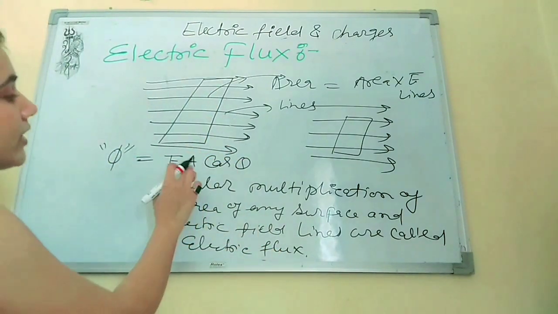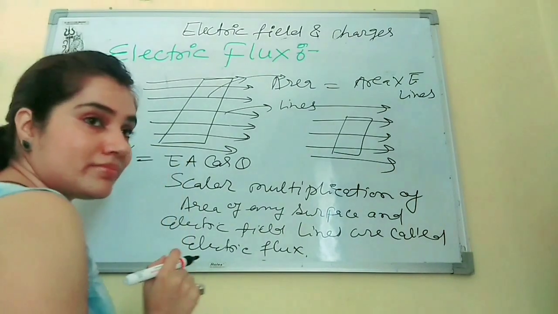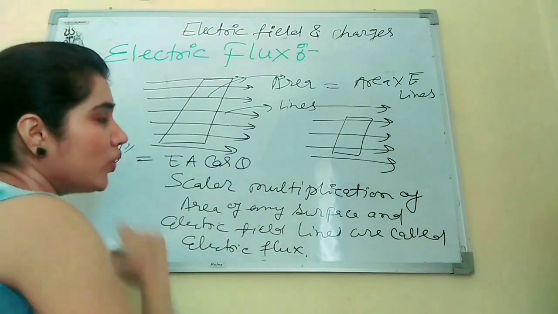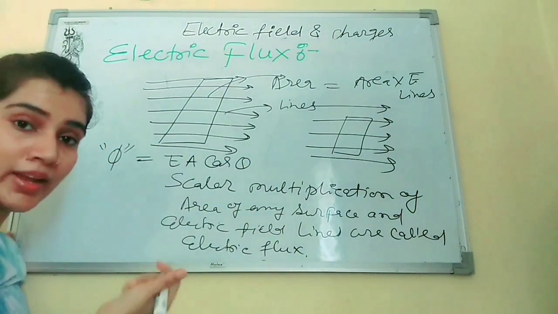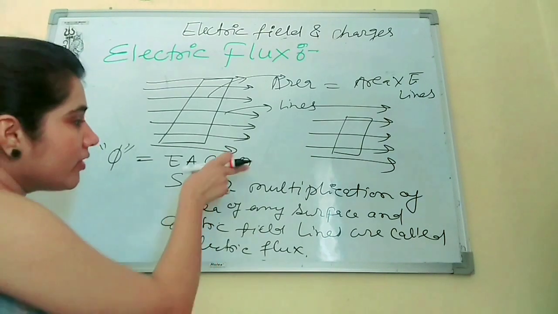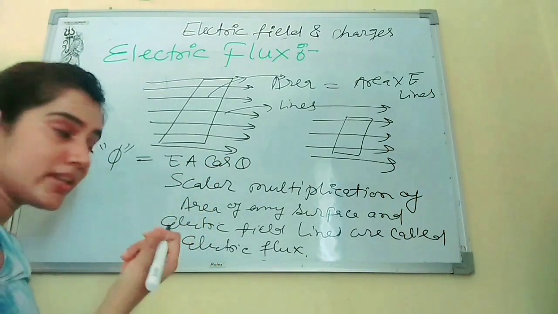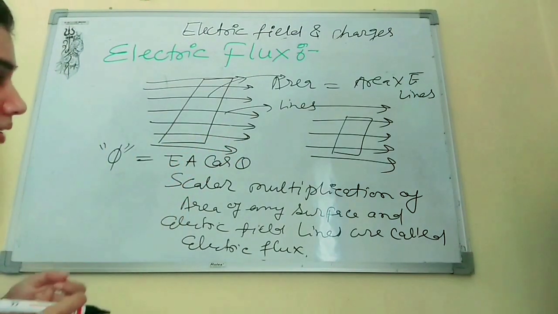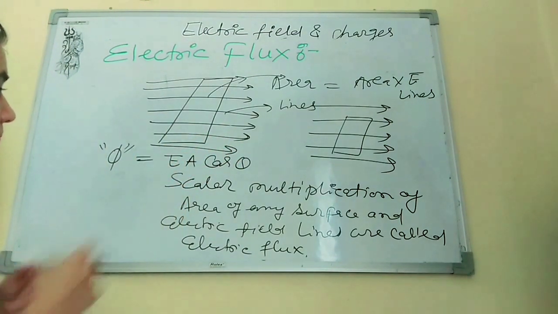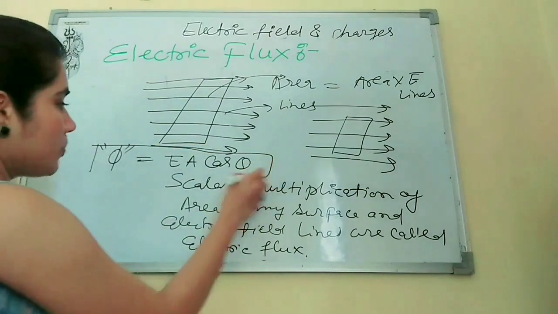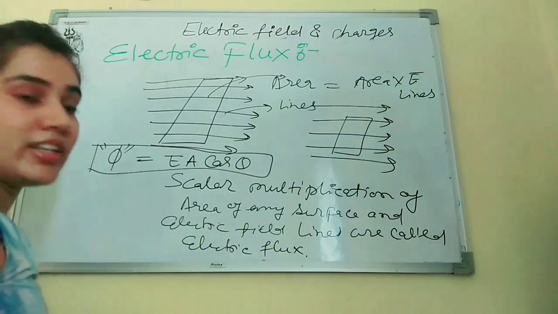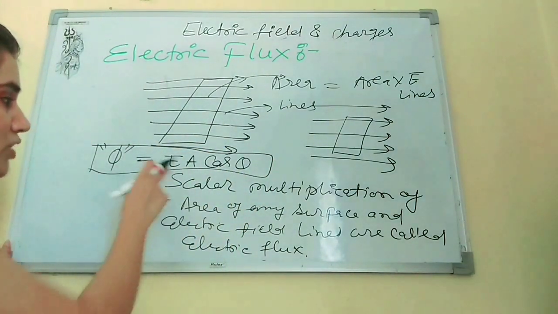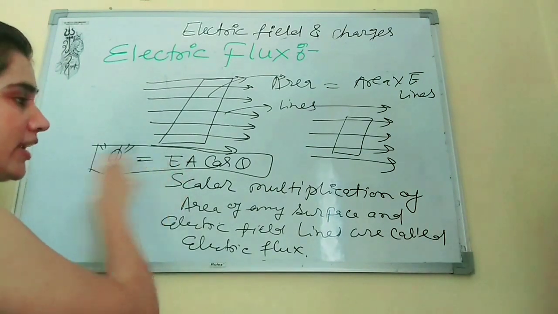So E A cos theta. If we put 0, then we get E A. If we put 180, then we get minus E A. That's clear? Now just note it down. Now I'm going to rub it. This is the basic expression of electric flux in terms of electric field lines and area.